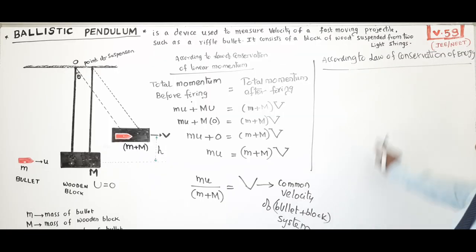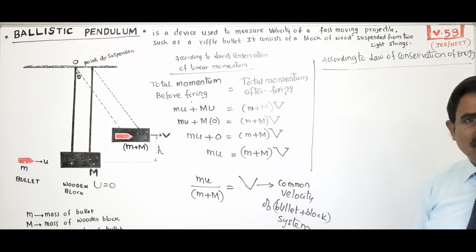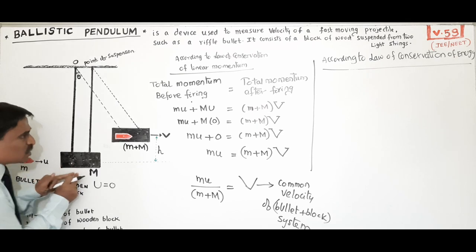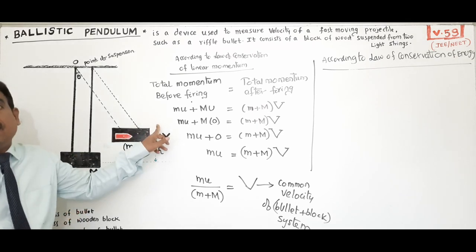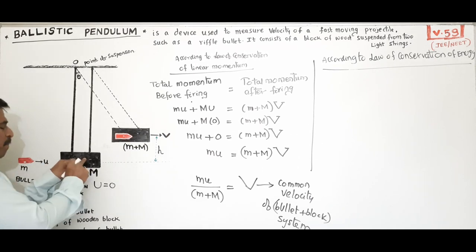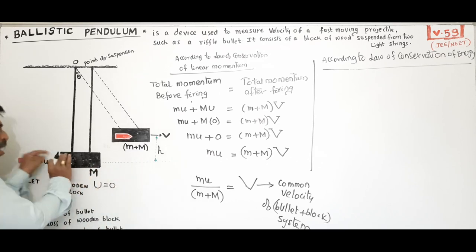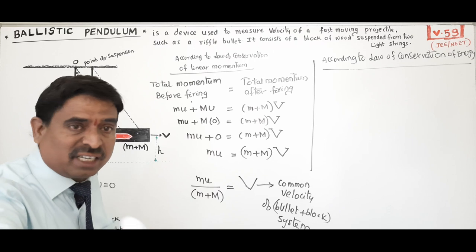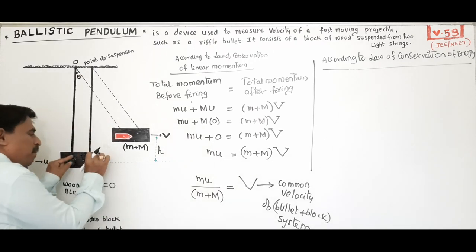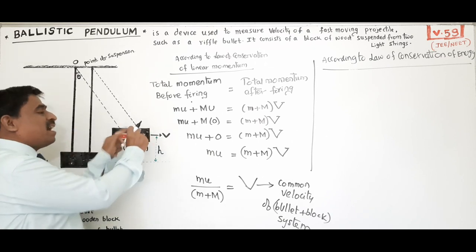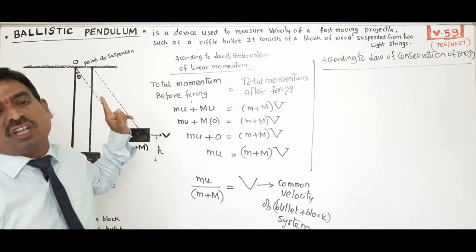Now, the law of conservation of energy. Its meaning is energy remains constant. Total kinetic energy at this point is equal to total potential energy at this point. The reason is, when the bullet strikes the wooden block, both are moving with velocity, so the system has kinetic energy. Then the block and bullet rise to a certain height, and height means it has potential energy.